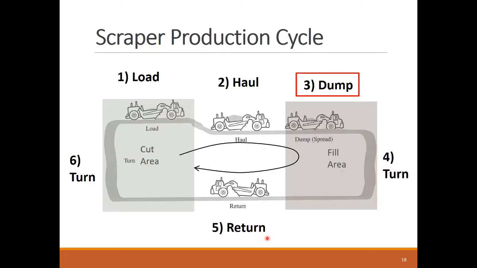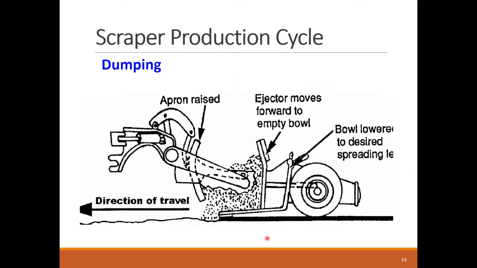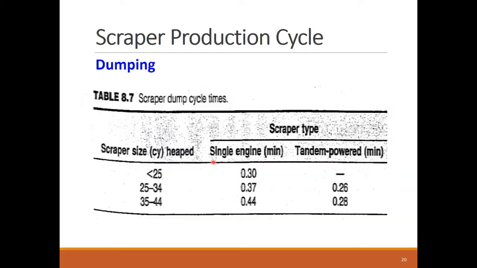Now let's see how dumping time is estimated. In dumping, the bowl is slightly lowered, the apron is raised, and the ejector moves forward to push the soil out of the bowl. This table provides the recommended dump times for different scraper sizes and power systems. Of course, we see that we need more dumping time for larger scrapers, and we can also see that less timing is needed for double tandem powered scrapers due to the direct power provided to the ejector.